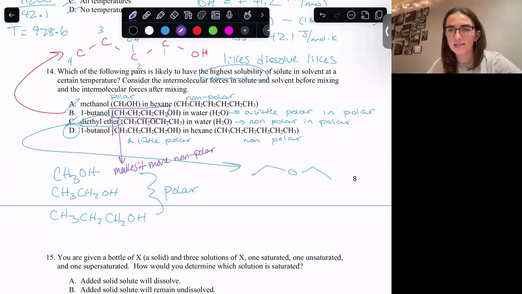And then for 14, I did do this last night. So if you want a better explanation for polar, non-polar, just take a look at the video I posted last night. I think it's towards the end. And you can see me explain it last night as well.